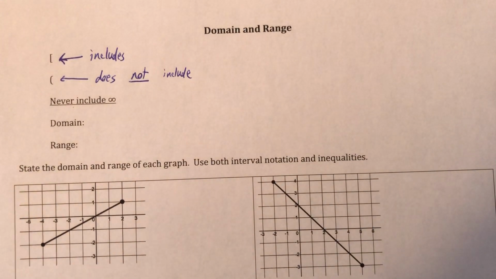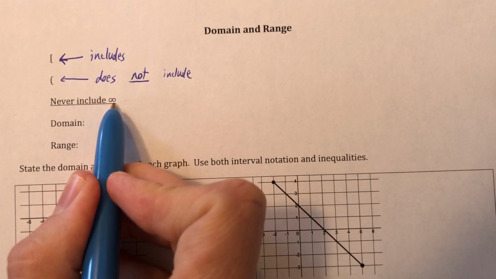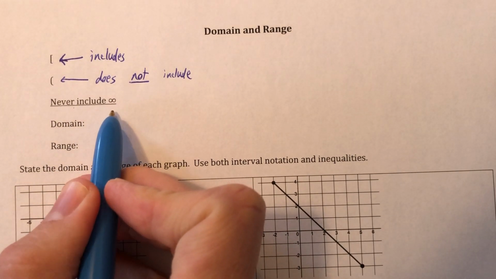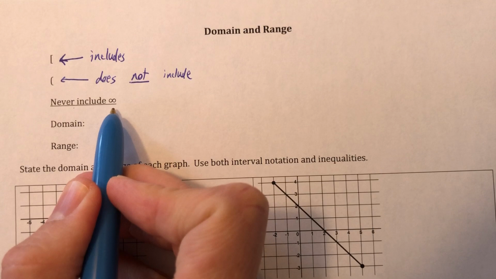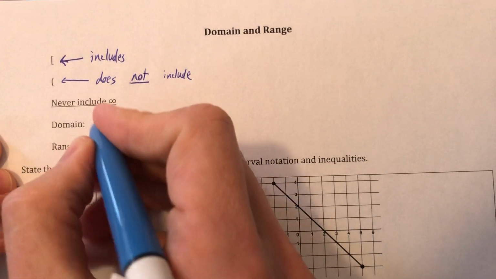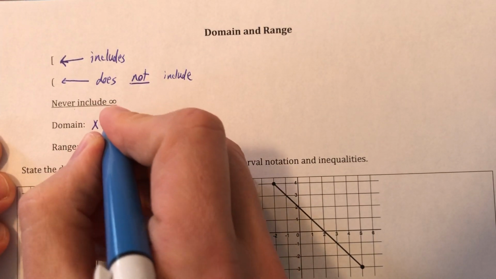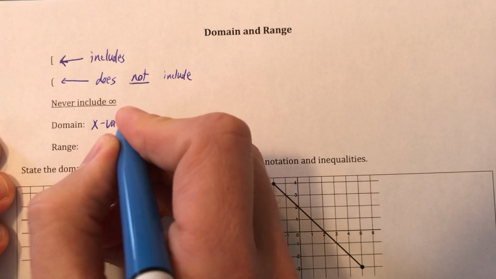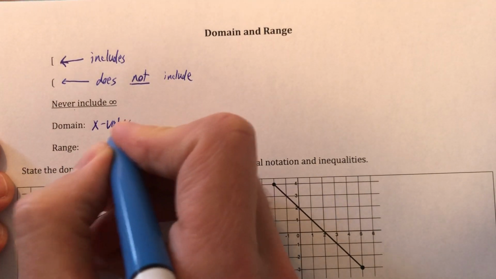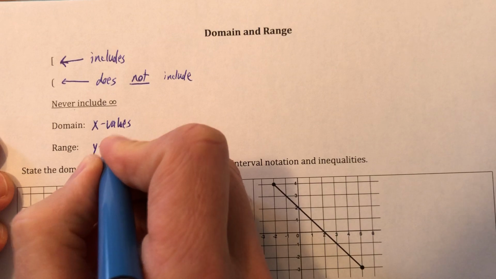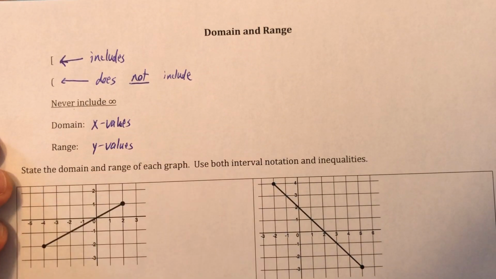And because you cannot count to infinity, never include infinity. That is the symbol for infinity. By the way, infinity is not a number. Infinity is more of an idea. Okay, just throwing that out there. Domain are my x values, and range are the y values. And that is all you need to know to really start this lesson.